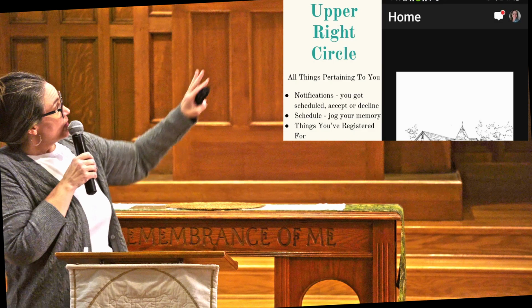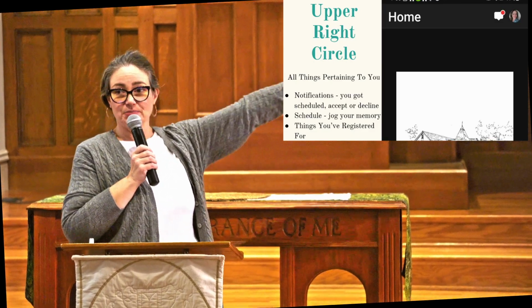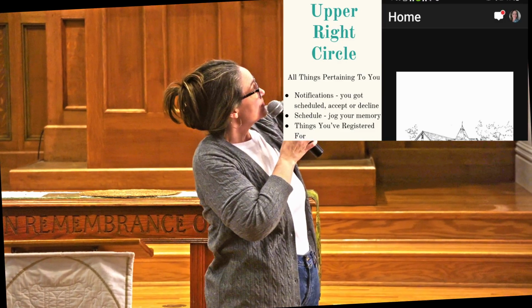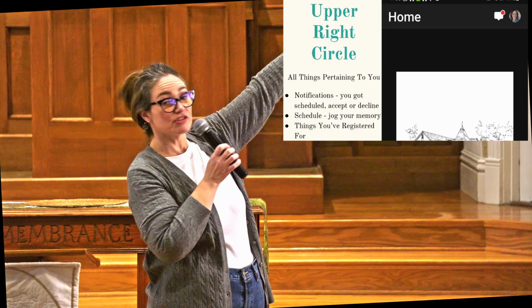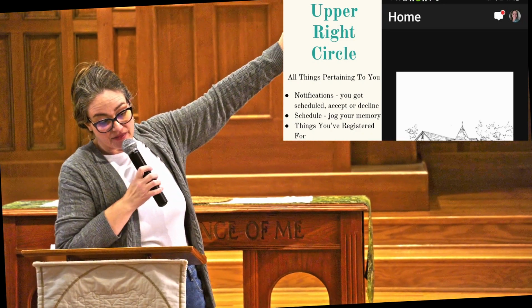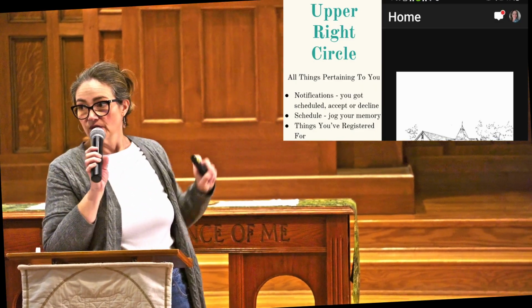Okay, when you open it up, I zoomed in on my home screen. You will see a picture of Old Orchard Church. Mine has a black background, but yours might have white. That's my own personal setting. But if you zoom into your home screen, you can see that there's a circle at the top on the right, and there's a little chat bubble next to it with a red dot. That circle, this little circle, is all things pertaining to you, okay?